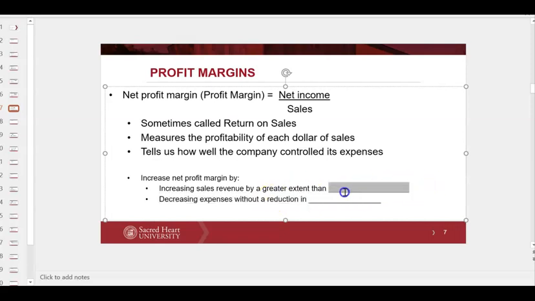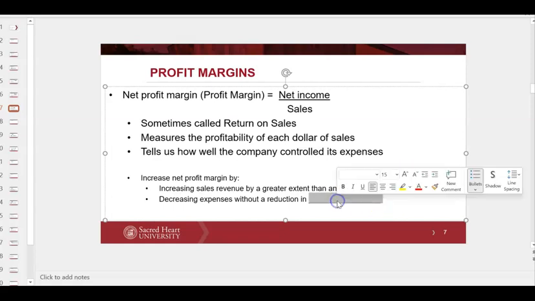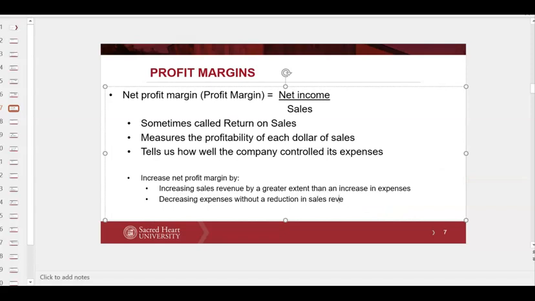How can we increase the net profit margin? By increasing sales revenue to a greater extent than any increase in expenses. Again, easier said than done. Or decreasing expenses without a reduction, or an equal offsetting reduction, in sales revenue. Of course, easier said than done.